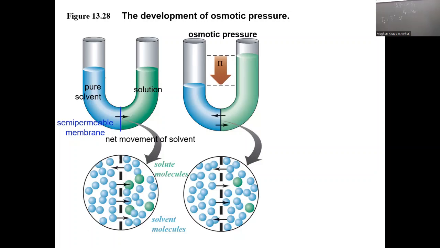So here, our net movement is towards the solution because there's no pressure difference. Here, they've equilibrated. And remember, with equilibrium, both things are going on at the same time. It hasn't stopped. It's just they're happening at the same rate.